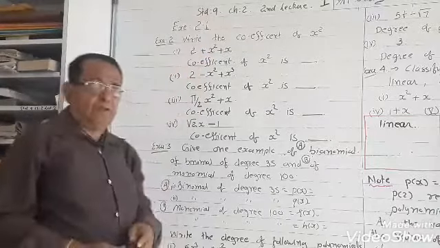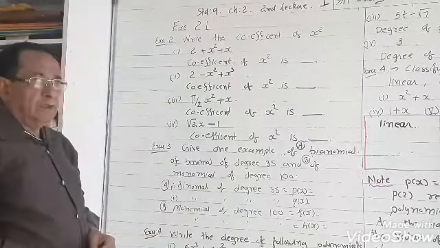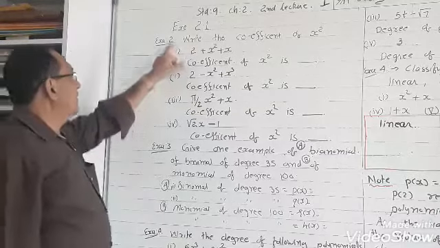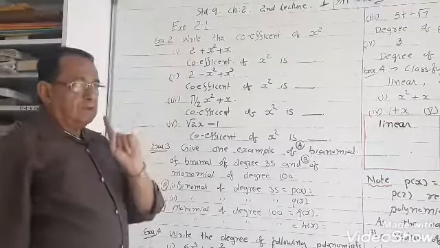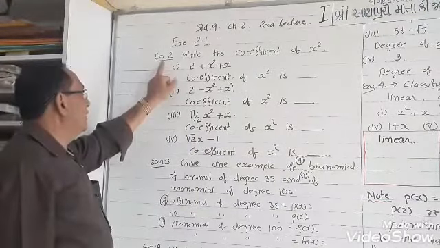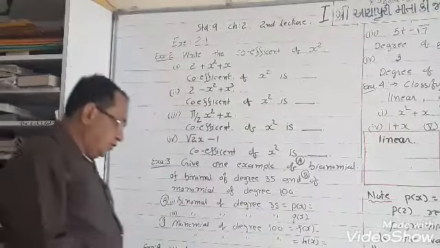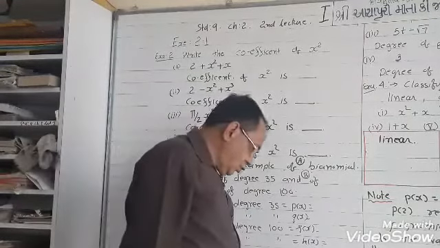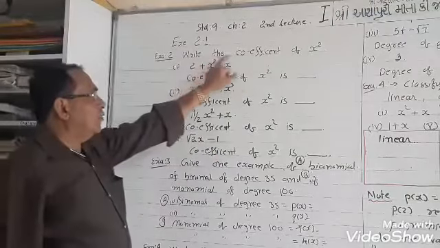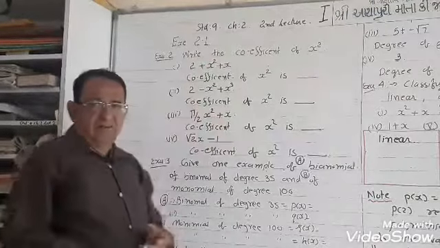Standard 9, chapter number 2, polynomials. Second lecture. Exercise number 2.1. Example number 1 we have seen yesterday. Today we will see example number 2. Example number 2 is like this. Write the coefficient of x square.